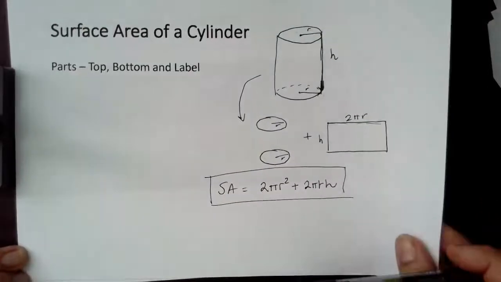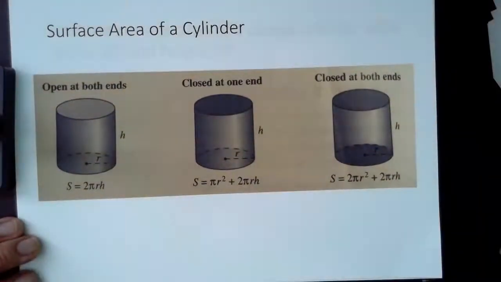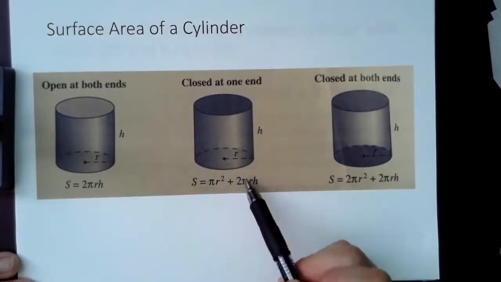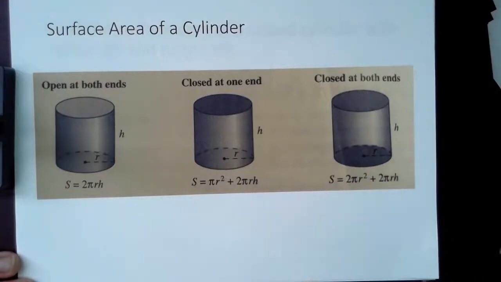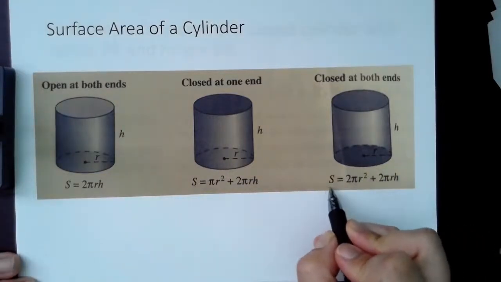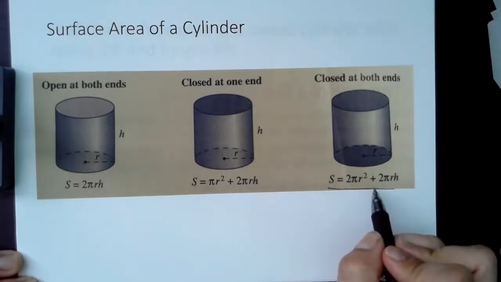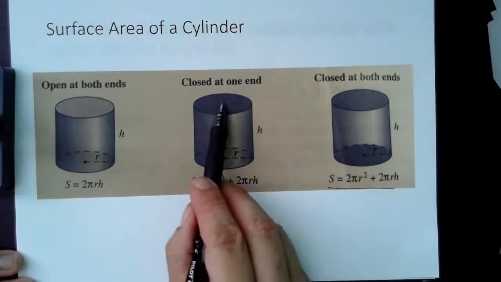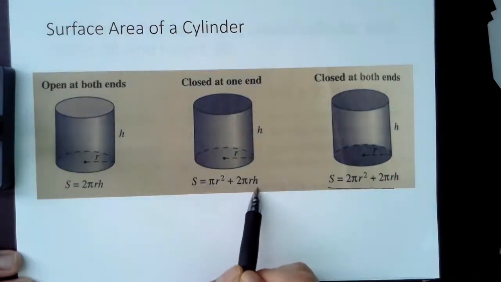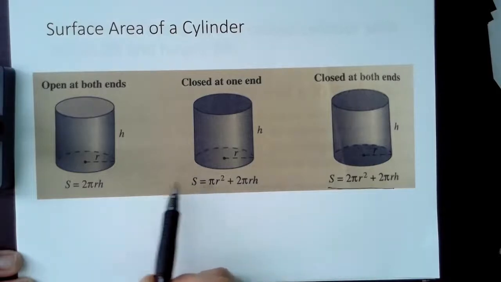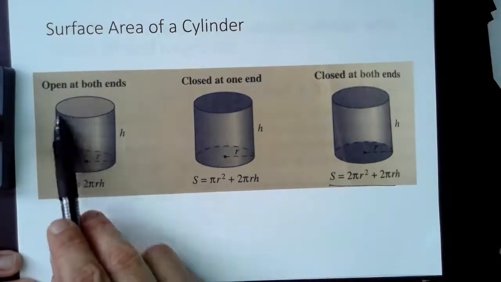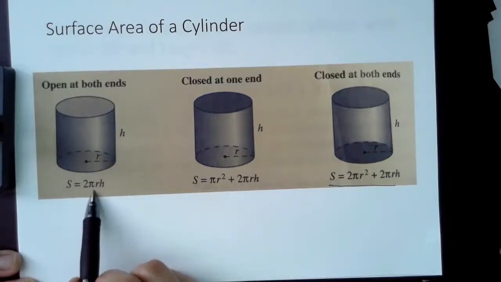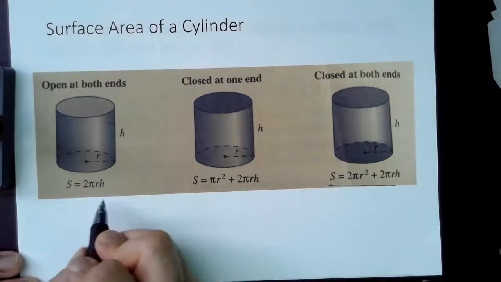Super fun, I know you're so excited. Okay, and the formula will change depending on if it's open on both ends, closed on one end, or closed on both ends. What we just derived was closed on both ends: 2 pi r squared plus 2 pi r h, because this 2 is the top and bottom. But if you only have one of the circles, then you're going to do the label part plus one of the circles. And if you have an open cylinder, like a straw or something, then that's just going to be the label part, the part that we unroll, the 2 pi r h. So that makes sense.